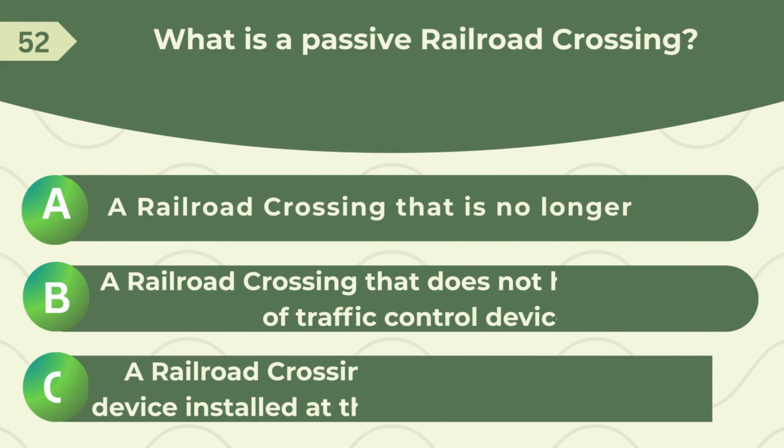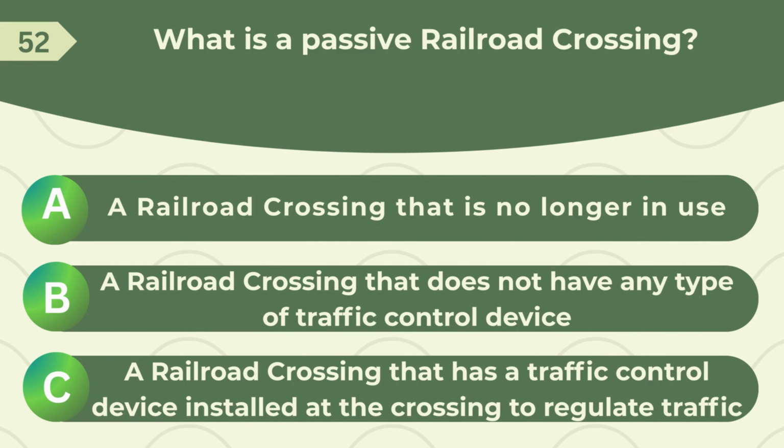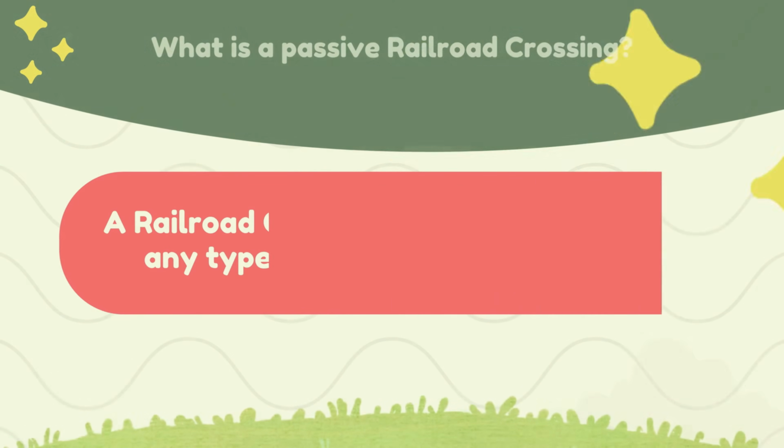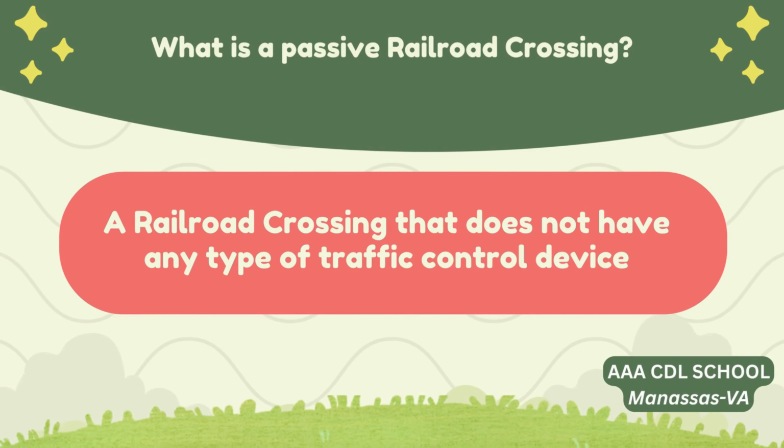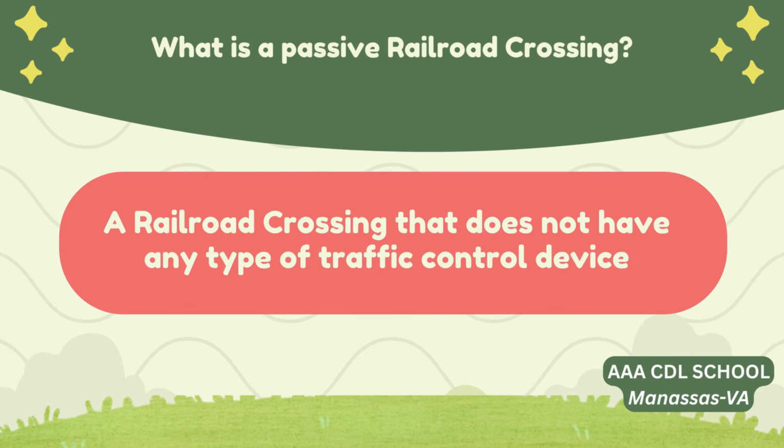What is a passive railroad crossing? A. A railroad crossing that is no longer in use. B. A railroad crossing that does not have any type of traffic control device. C. A railroad crossing that has a traffic control device installed at the crossing to regulate traffic. Correct answer: a railroad crossing that does not have any type of traffic control device.